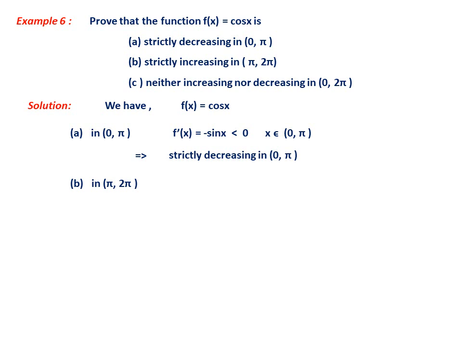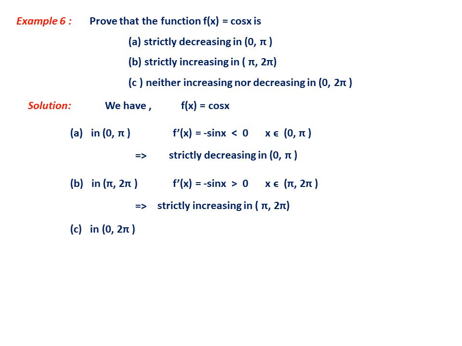In the same way, in the second part, only the interval is different. Pi to 2 pi, you see, f dash x is minus sin x, but minus sin x is positive in the interval pi to 2 pi because pi to 2 pi means it is in the third quadrant and the fourth quadrant. In the third quadrant sin is negative, so minus sin is positive. Similarly, in the fourth quadrant sin is negative, so minus sin x is positive. Therefore, it is strictly increasing in the interval pi to 2 pi.